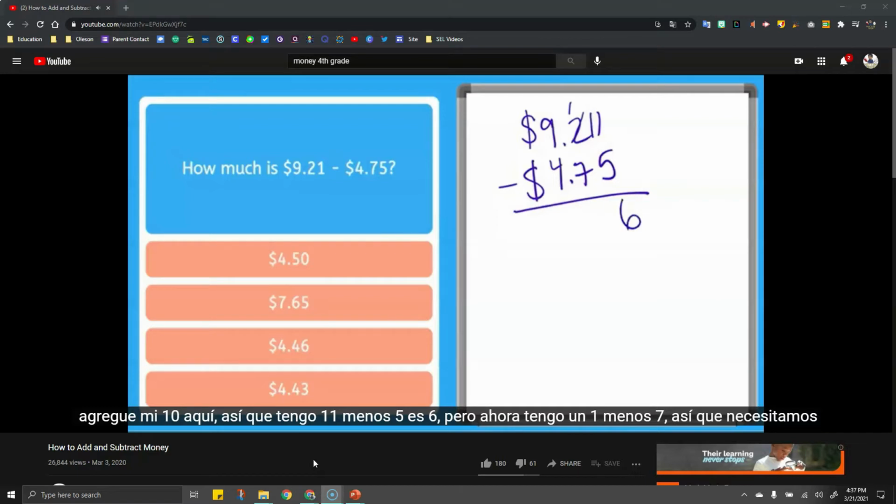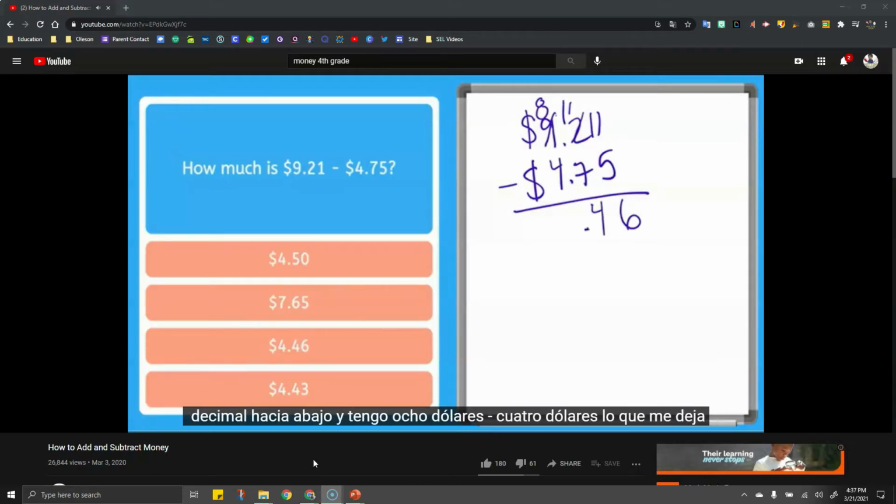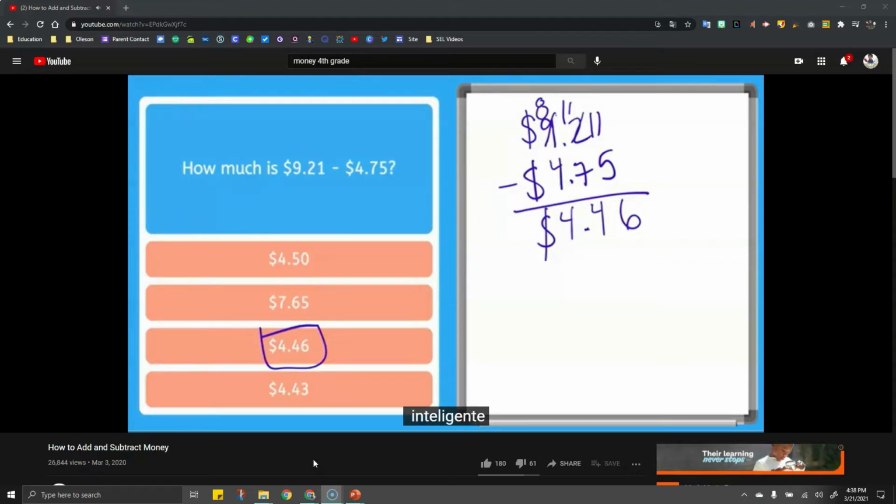But now I have 1 minus 7, so I need to borrow again. If I go over to my ones place, this is going to turn into an 8. I'm taking the 10 over here. So now I have 11 minus 7, which comes to 4. I bring my decimal straight down, and I have $8 minus $4, which leaves me $4. I bring down my dollar sign, and my total comes to $4.46, which is right there. So great job, and now you get to practice what you've learned by doing the online games and quizzes, and remember to always be clever.